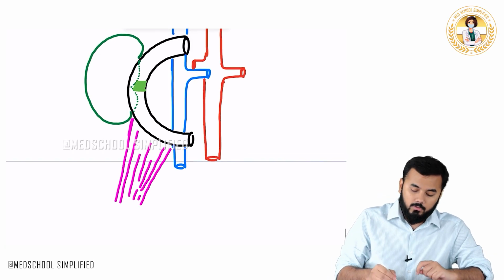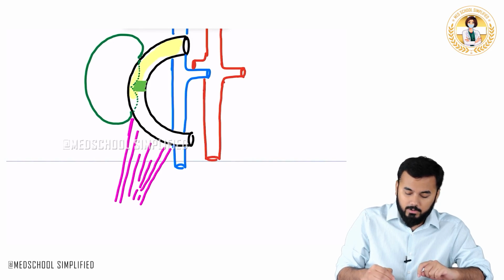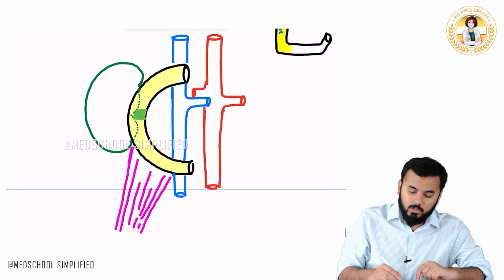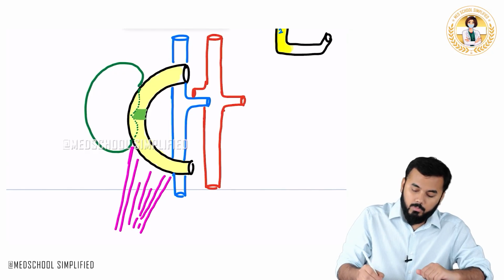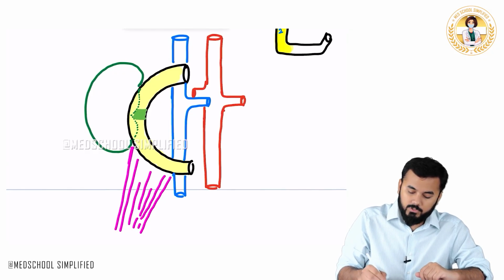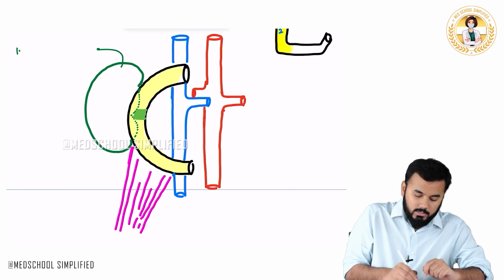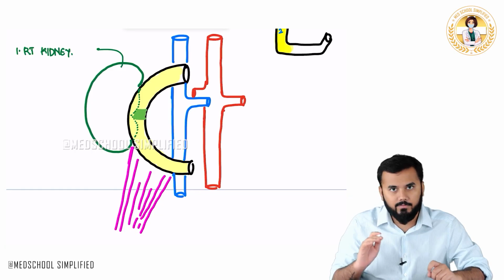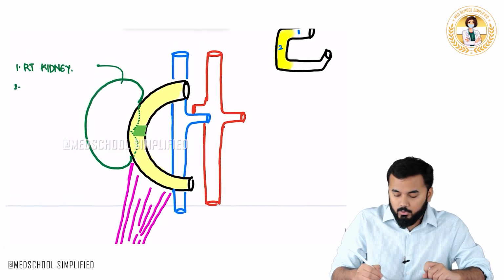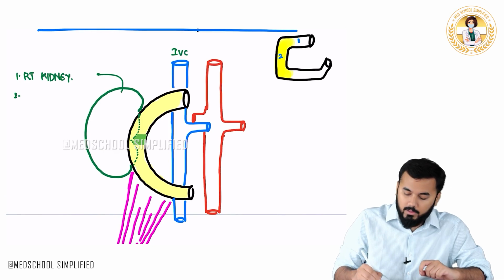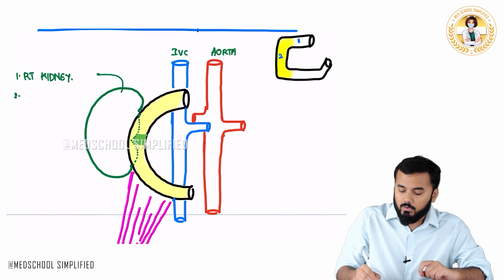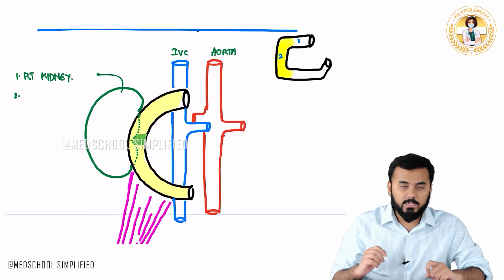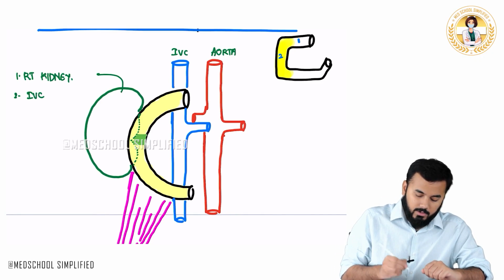So the main structure here is the duodenum, the second part of the duodenum. Look, what are the structures that are located behind the second part of the duodenum? The first important structure is this one. What is this? This is your right kidney. The right kidney is located on the back of the second part of the duodenum. Second important thing, you even have this one. What is this? Inferior vena cava. And what is this? This is called aorta. Out of aorta and inferior vena cava, which is located back? It is the inferior vena cava.